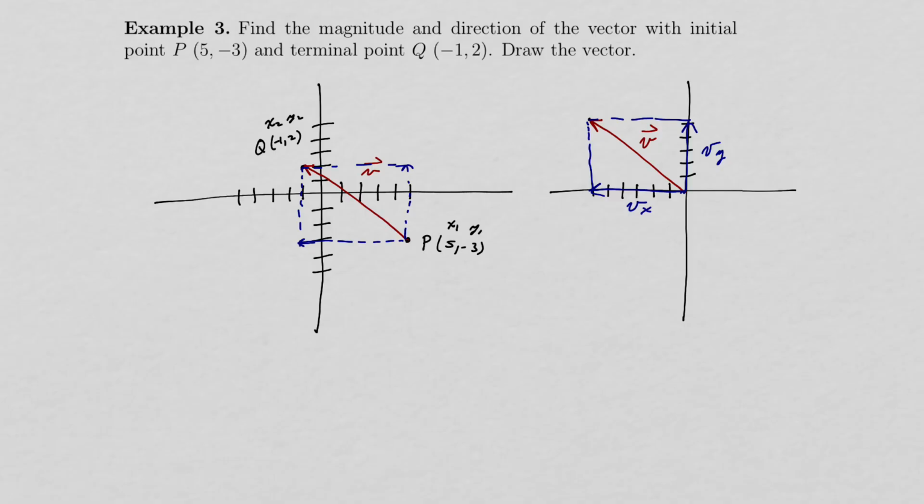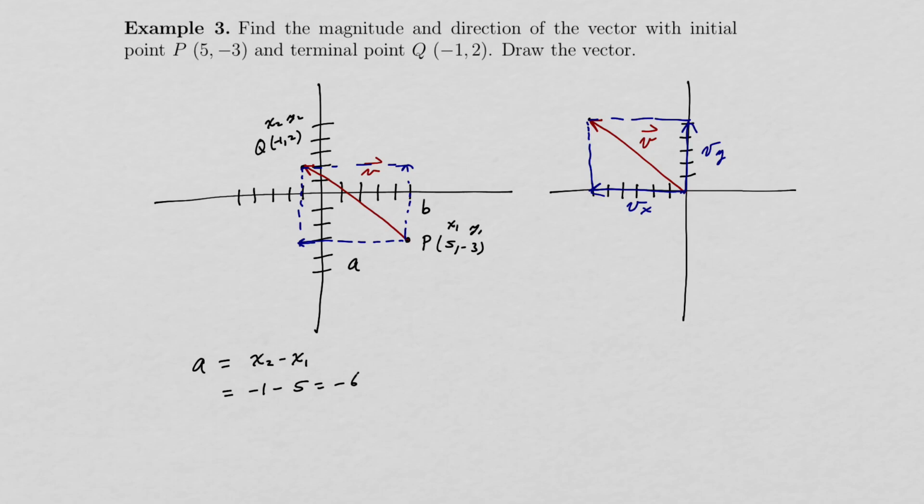But it doesn't matter. The vector is the same. You can move it around as long as you maintain the same length and the same direction. It's the same exact vector. So we can easily find the components in this case. Again, instead of Vx and Vy, let's just call them A and B. A is going to be x2 minus x1. It's the final x value minus the initial x value. So in this case, x2 is negative 1 minus x1, which is 5. It's going to be negative 6.